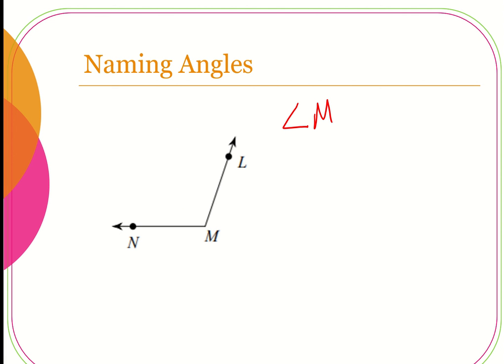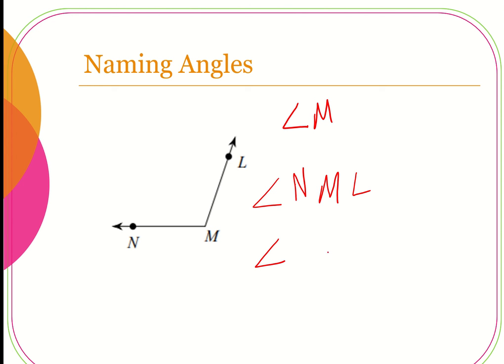So we could call this angle M, or we could use the three-letter method. And the three-letter method uses the following. The vertex always goes in the middle, M. And then we could put the other two letters on either side, N, L. So this is angle NML. Notice the vertex always goes in the middle. Or you could call it angle what?